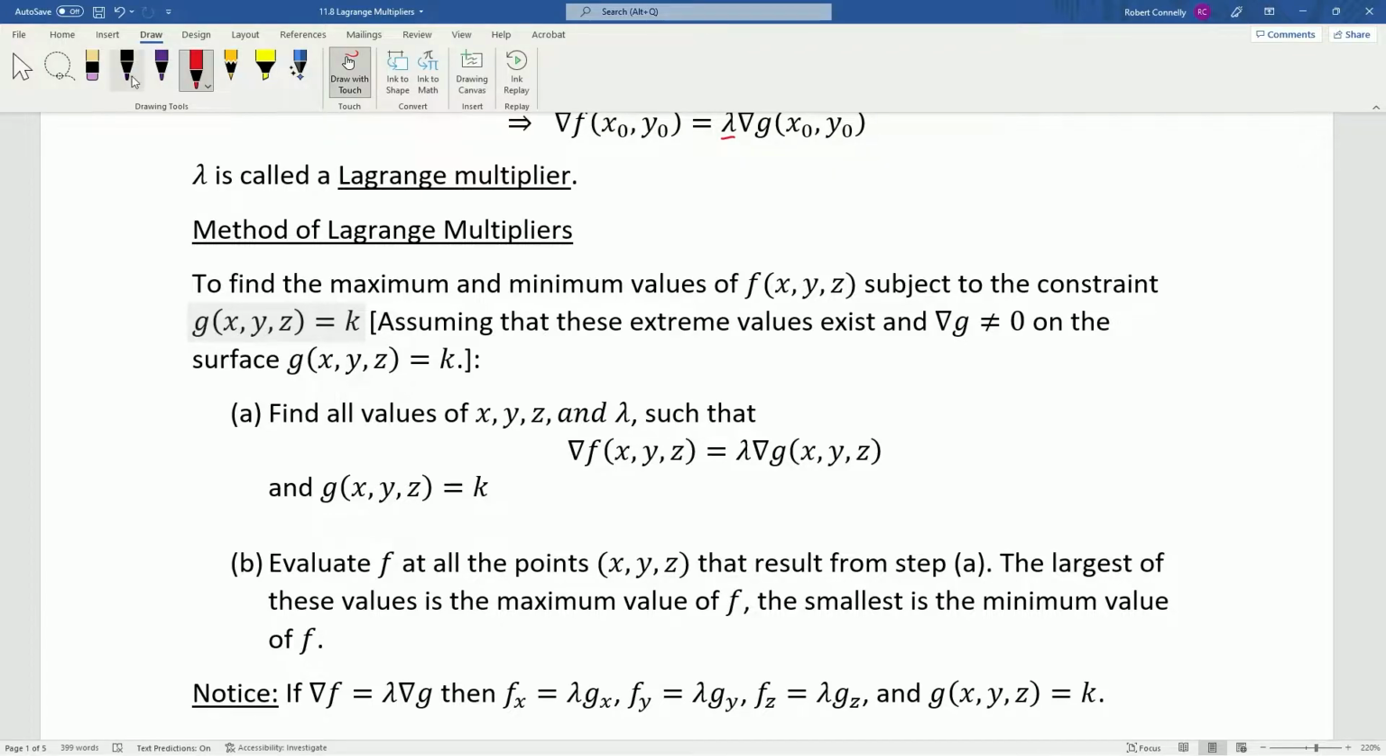So the thing I want to point out real quick is just that if we're setting the gradient of f equal to lambda times the gradient of g, well, the gradient of f is the partial derivatives in each component of this vector. And here, since this is lambda times the gradient of g, we'll get lambda times the partial derivative of g with respect to x, lambda times this partial derivative and lambda times this one.